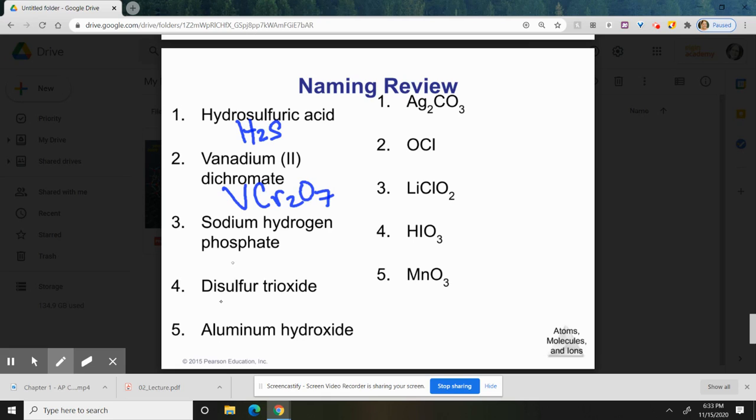Sodium hydrogen phosphate. Hydrogen phosphate has a 2 minus charge, so I need 2 sodiums to balance it out. So Na2HPO4. Sulfur disulfur trioxide, S2O3. And aluminum hydroxide. Aluminum's 3 plus, hydroxide's 1 minus, so I need 3 hydroxides to balance out my aluminum. So Al(OH)3.